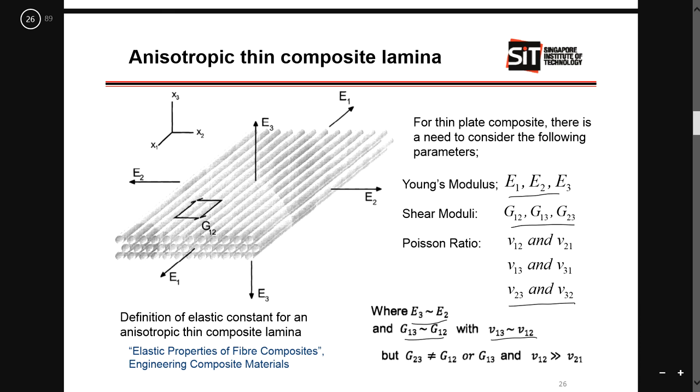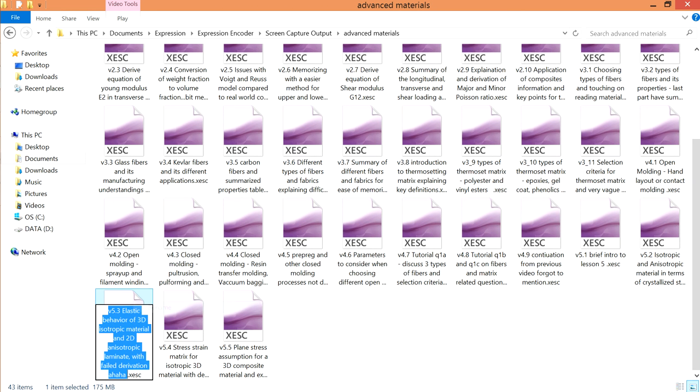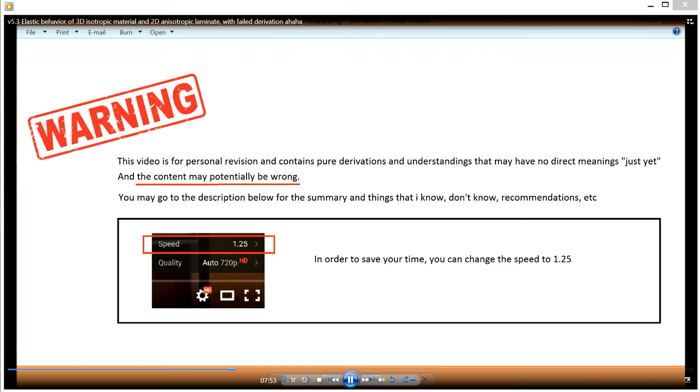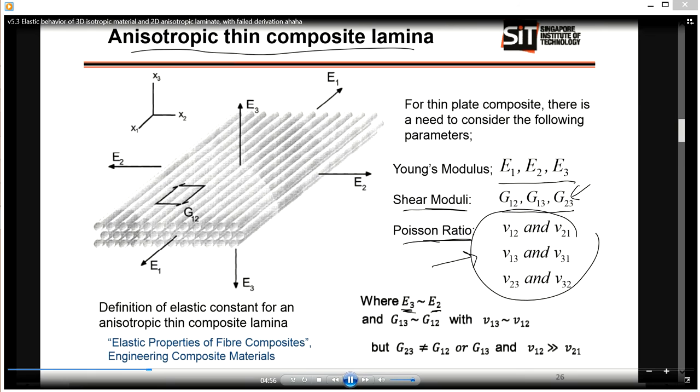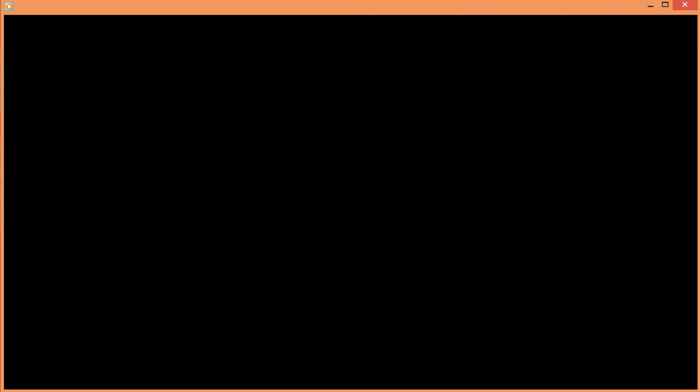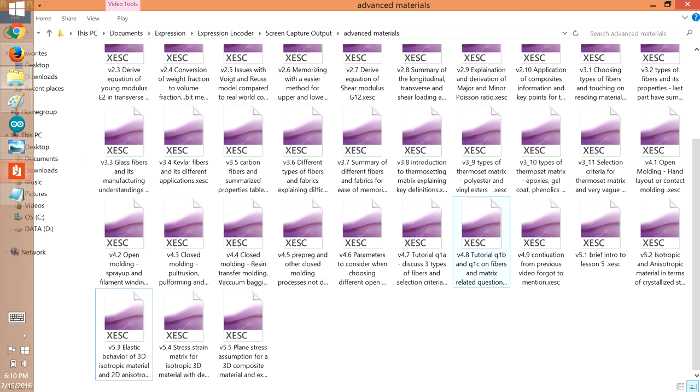If you don't understand why the Young modulus, shear modulus, or the Poisson ratios are the same, or if you want to know more, you can go to V5.3, about the 5th minute of the video. You can just take a look if you want to know more.